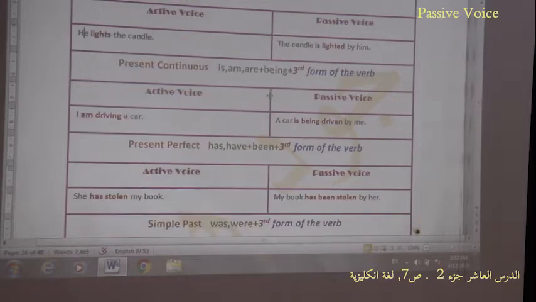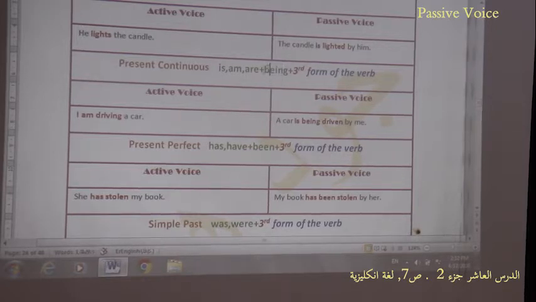Pay attention. Now we are going to read the form of a present continuous passive. Pay attention, dear students. Present continuous passive. Memorize the form by heart. Is, are, being. Don't forget to use being, as you can see here, and it is shaded in yellow for you now. So is, are, being plus the third form of the verb.